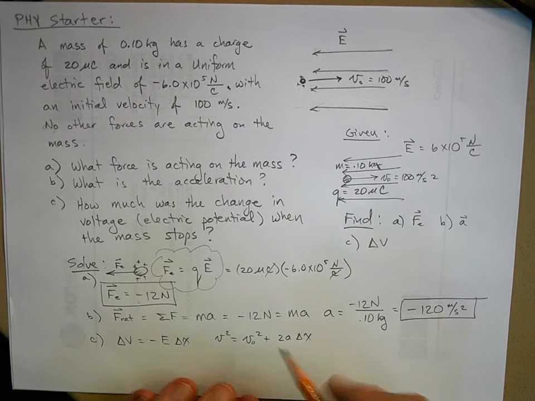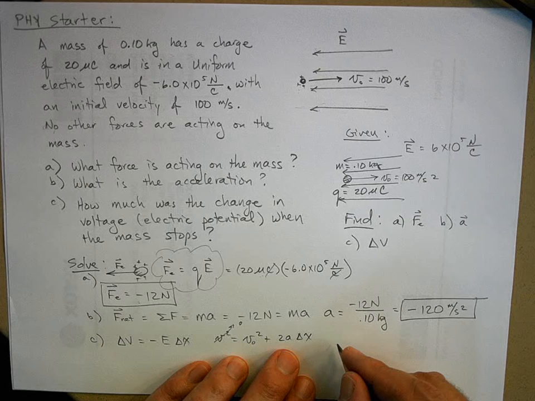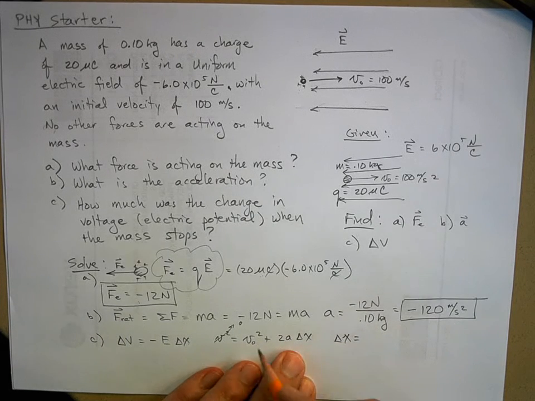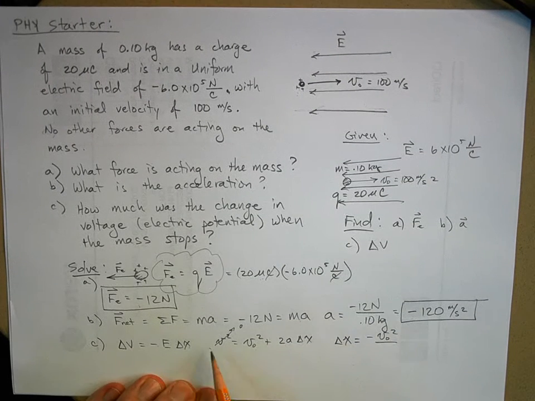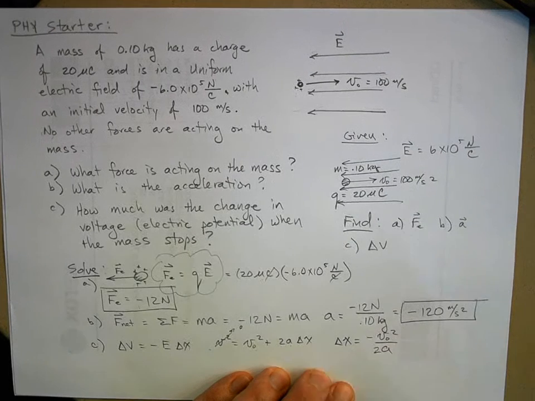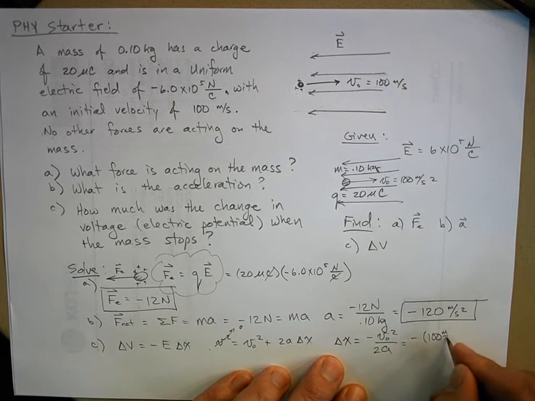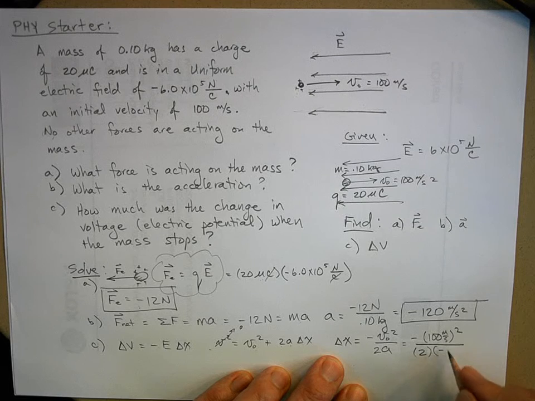And so the final velocity is 0. It comes to a stop. So I'm going to say delta X is equal to negative V naught squared. That is, I subtract this from the other side, and then I'm going to divide by 2A. So this is going to be negative, and then this is 100 meters per second squared, divided by 2 times A, which is negative 120 meters per second squared.